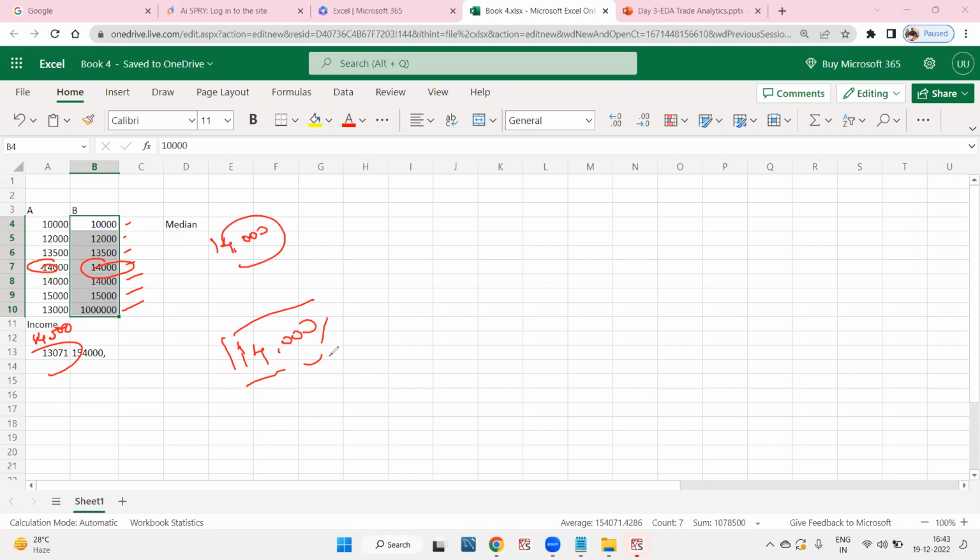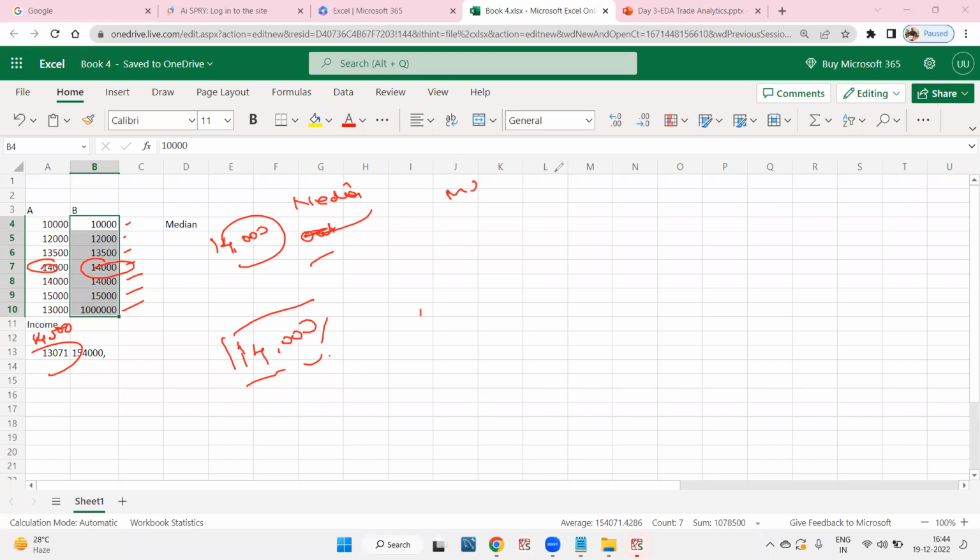The median will not be influenced by outliers. So when your data set contains outliers that affect the mean, then you have to select the median. You look for the median value. So that's called median. Next, we have mode.